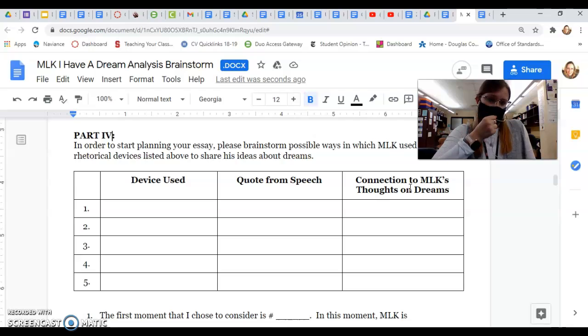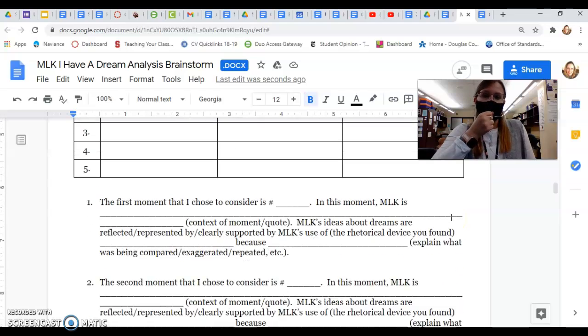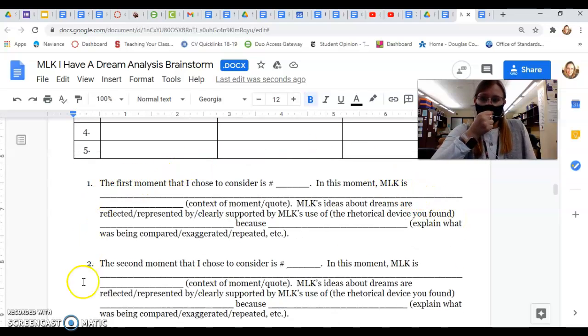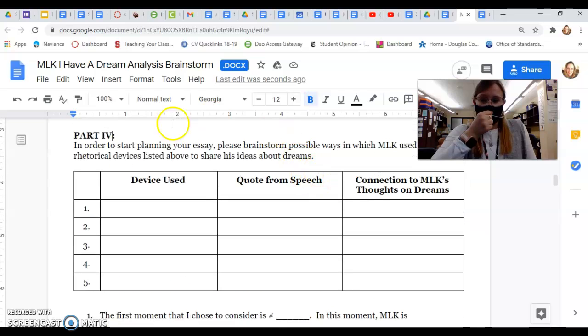So you have a couple of choices. You can either write about the same point about dreams and provide 2 or 3 different rhetorical device examples to back up your claim, or you could come up with 3 or 2 different things you thought MLK was saying about dreams and provide a device to support each of those statements. It's up to you. From here, you're going to pick 3 of those devices. So pick the 3 that you like the best or you think you can talk about and analyze the best.